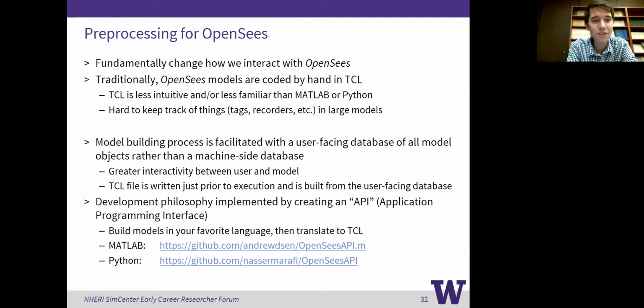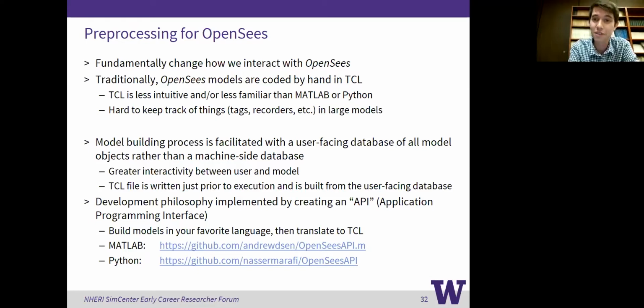What happened was we developed a framework in MATLAB, and there's a similar one in Python that this is based off of. The links to these are at the bottom of this slide here. What we're really doing is creating an application programming interface in these languages to actually build the Tickle models. And so we're managing a user-side database in either MATLAB or Python. And from there, we can interact with the database.